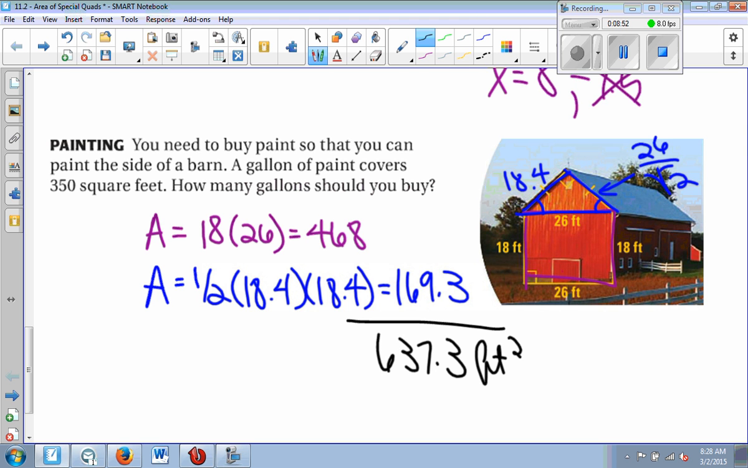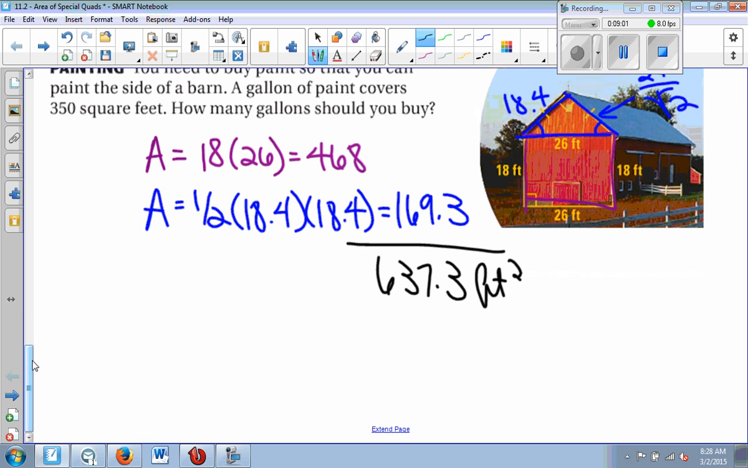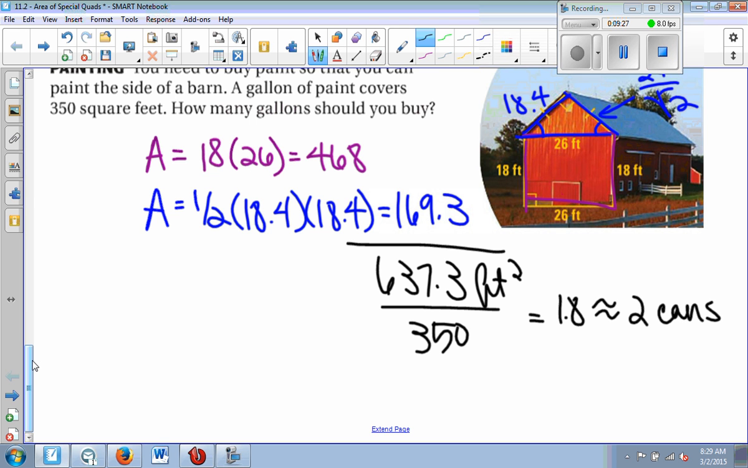So if I want to figure out how many gallons of paint to buy, every gallon covers 350 square feet. So all I have to do is divide this answer by the number of square feet per can. 637.3 divided by 350 is 1.8. So I need to buy 1.8 cans. Now, not very many places are going to let you buy 0.8 of a can, so that means I'm going to have to buy 2 cans of paint. You're not going to walk into Home Depot and ask them for a 0.8 can. They're going to say you need to buy 2 cans.